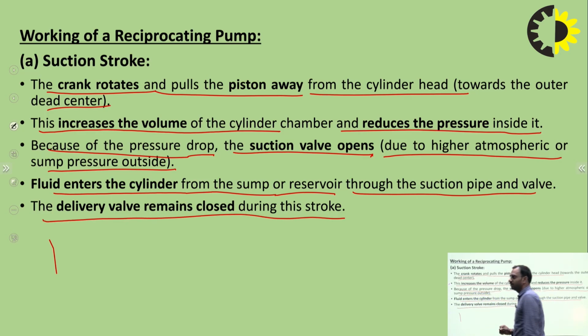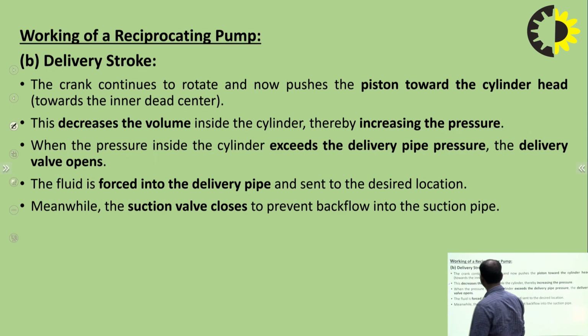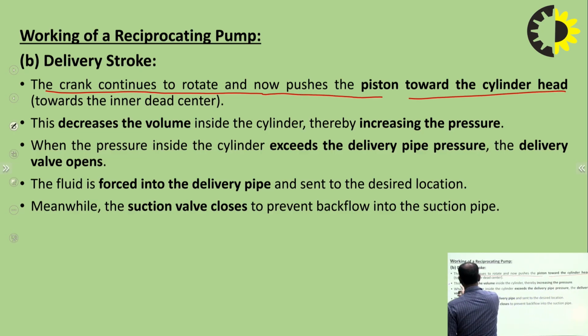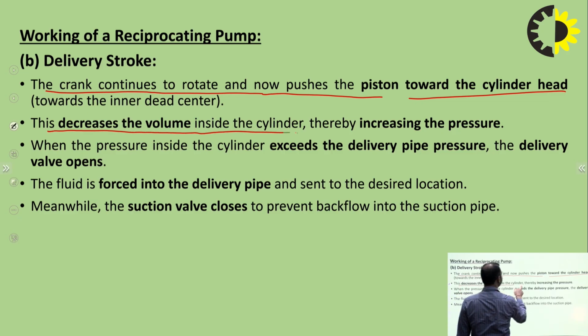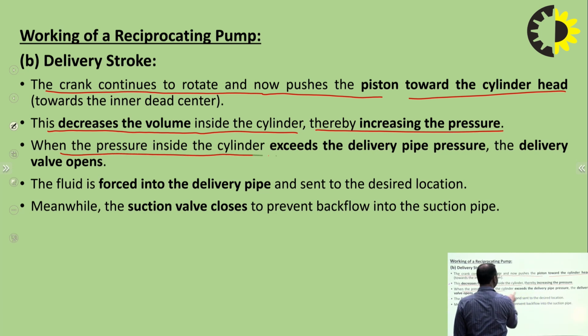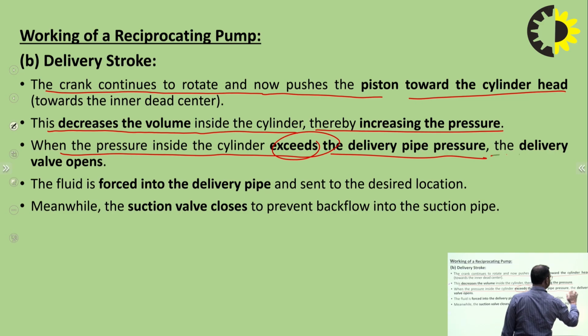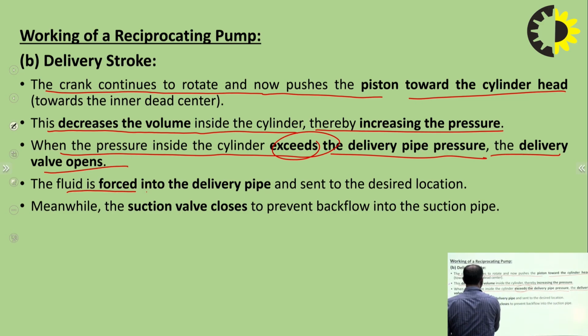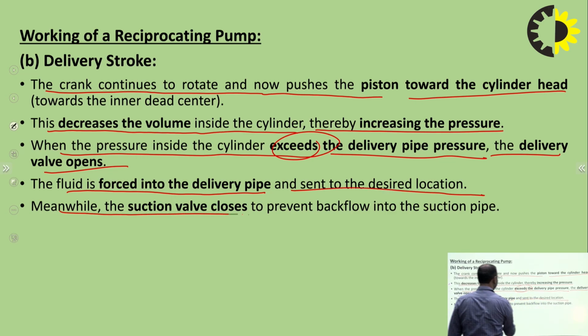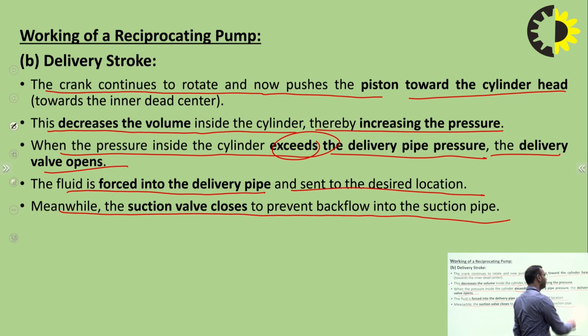closed during this stroke. Then during the delivery stroke, the crank continues to rotate and now pushes the piston towards the cylinder head. This decreases the volume inside the cylinder, thereby increasing the pressure. When the pressure inside the cylinder exceeds the delivery pipe pressure, the delivery valve opens and fluid is forced into the delivery pipe and sent to the desired location. Meanwhile, the suction valve closes to prevent backflow into the suction pipe. So this is about construction and working of reciprocating pump.